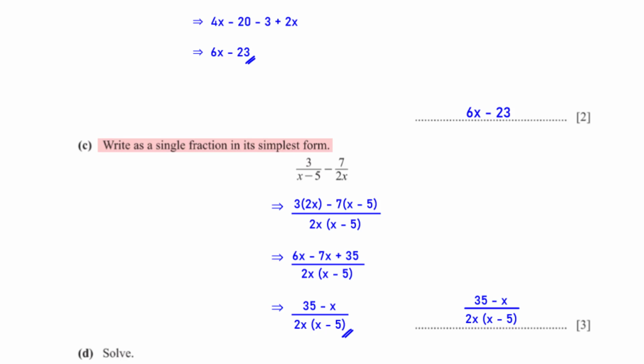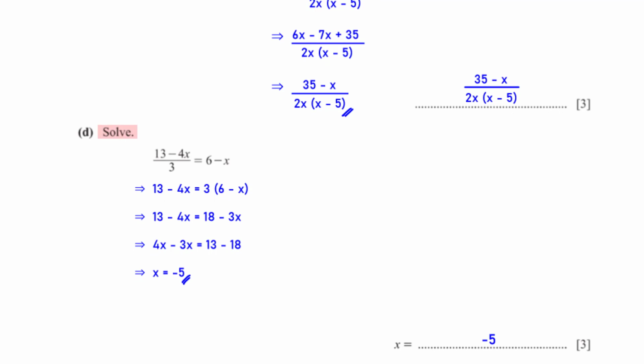Write as a single fraction in its simplest form. To write this as a single fraction, we cross multiply, giving us 3 times 2x minus 7 times x minus 5. Then we divide by the LCM, which we get by multiplying the denominators of the two fractions. When we expand the brackets, 3 times 2x is 6x, minus 7 times x is minus 7x, minus 7 times minus 5 is 35. When we group like terms, 6x minus 7x is minus x. So we have 35 minus x over 2x times x minus 5.